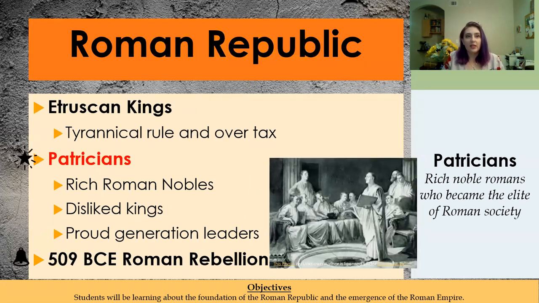This would be important as we go on, because the Etruscans had kings, and these kings were often tyrannical, and they had heavy tax burdens, especially on the conquered Romans. The Romans had a group called the Patricians. The Patricians were rich Roman nobles who very much disliked these kings who would often make them pay extravagant taxes, and they considered themselves to be a proud generational leadership group. In 509 BCE, the Roman Patricians rebelled against their kings and formed their own group, which would become the Roman Republic.